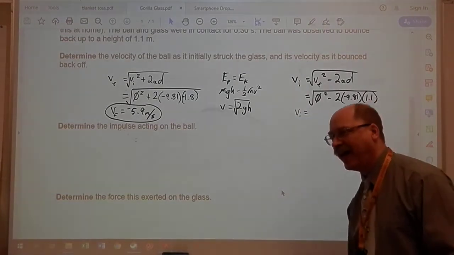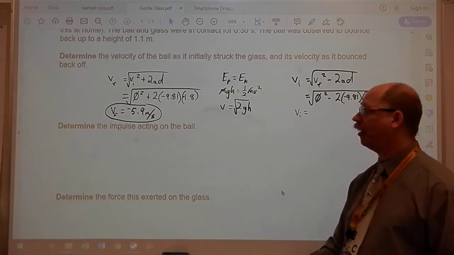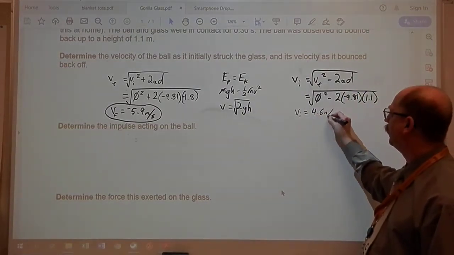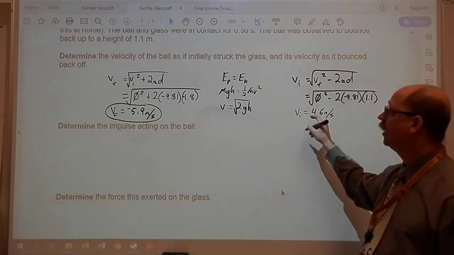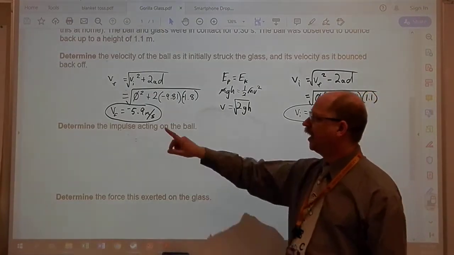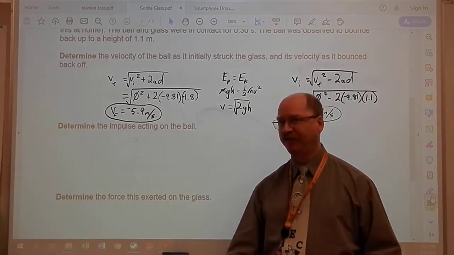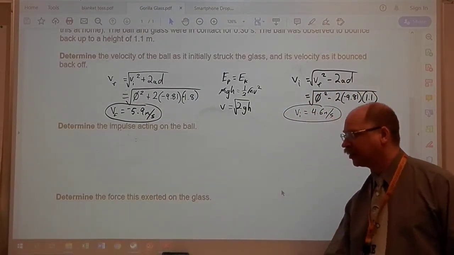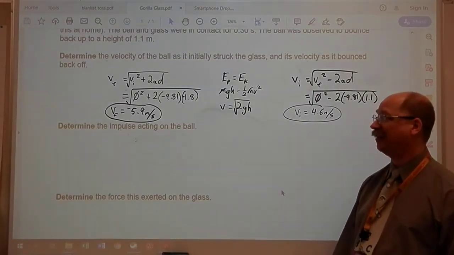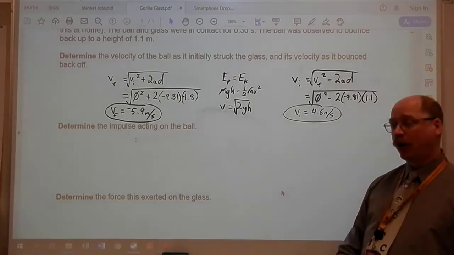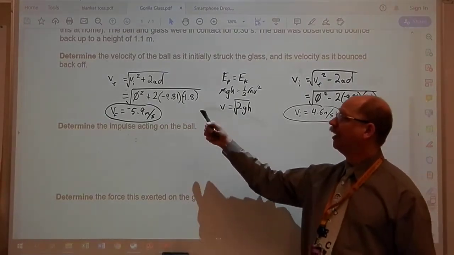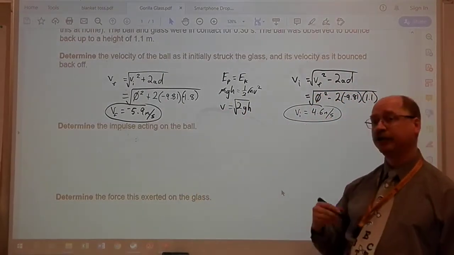I find that as the ball came back up off of the glass, it must have done it at 4.6 meters per second, positive, as it came up off of the glass. It hit coming down faster, but it only gets thrown up at 4.6 because it's not going to go as high. I want to determine the impulse that was acting on this ball now if this is what happened during the collision.